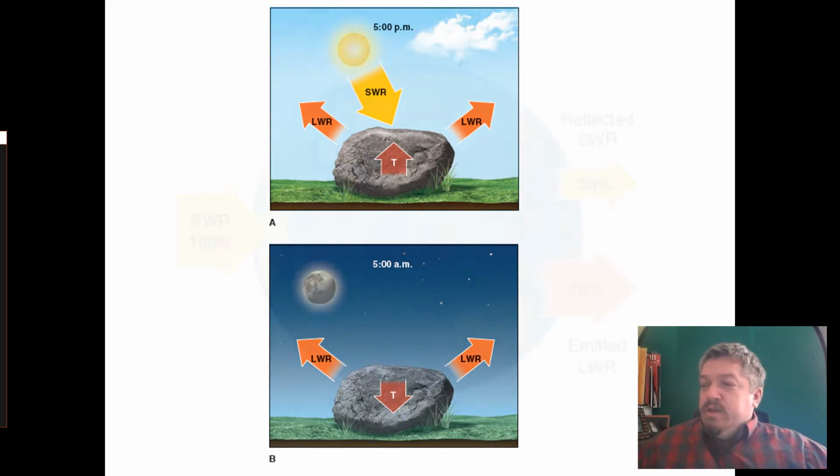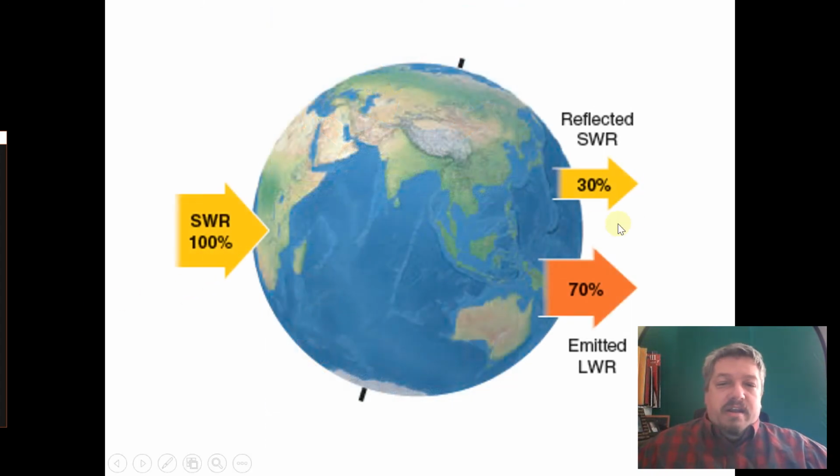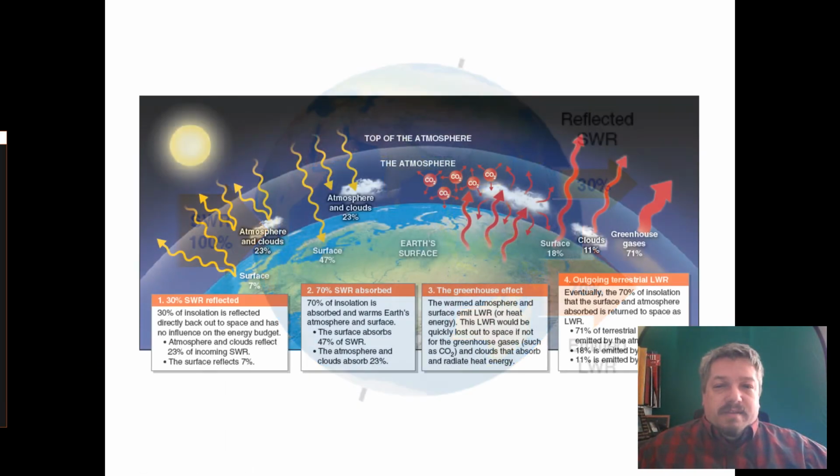And if we look at the Earth as a whole, right, of all the energy we get, we absorb about 70% of it, either in the ground or the ocean or in the atmosphere, and then 30% is reflected back into space. So that means that we are keeping some of the energy from the sun, and it's how we are not basically a frozen ball of ice.